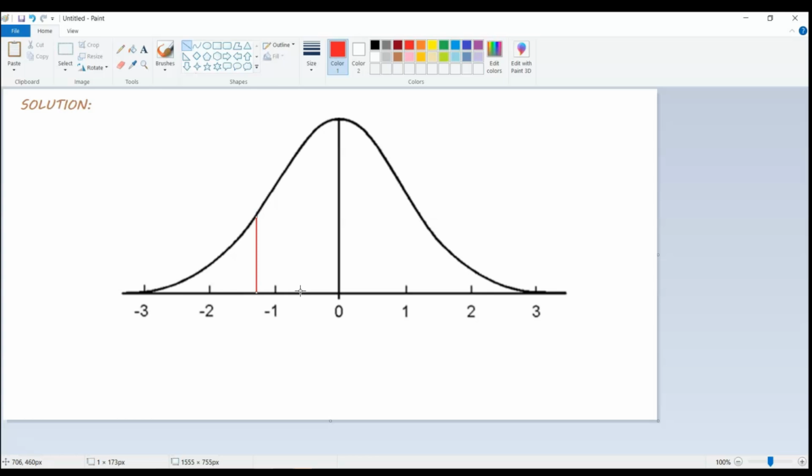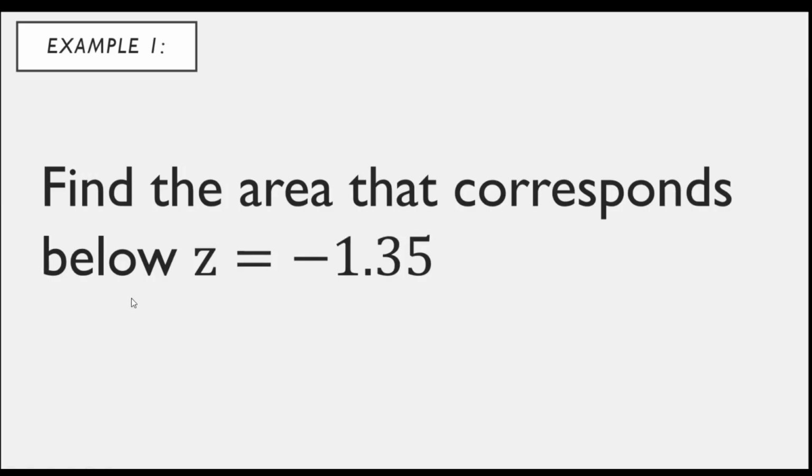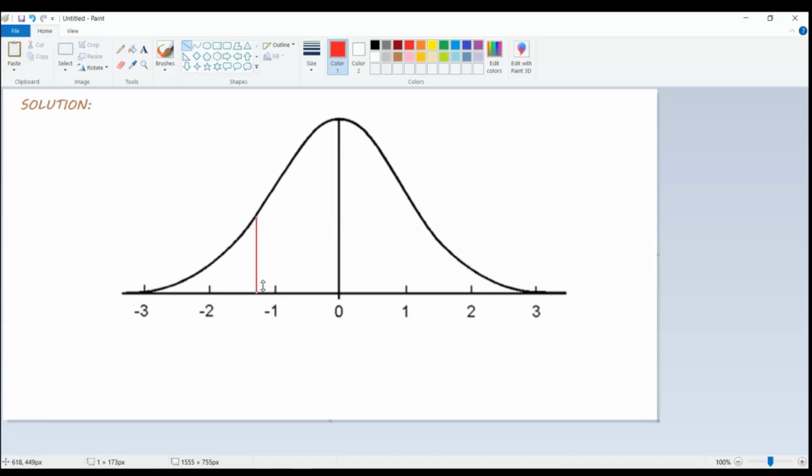Okay, for the next step, we know that the area that we're going to find is the one below z is equal to negative 1.35. So we actually shade the area below negative 1.35. If it is below, we shade the left side of our curve from the line. So there is the area that we're going to find in the distribution table or in the z table.